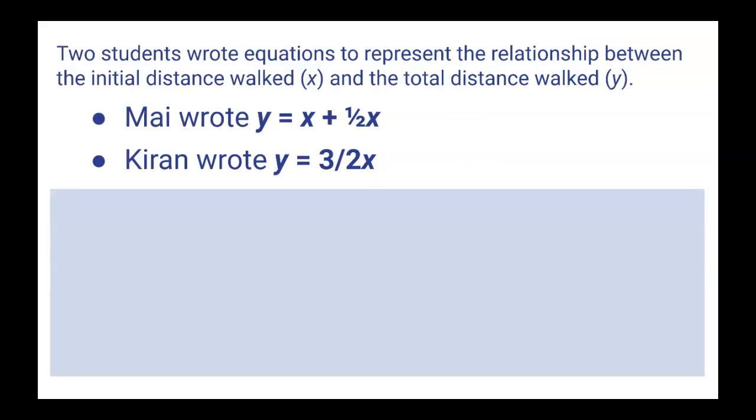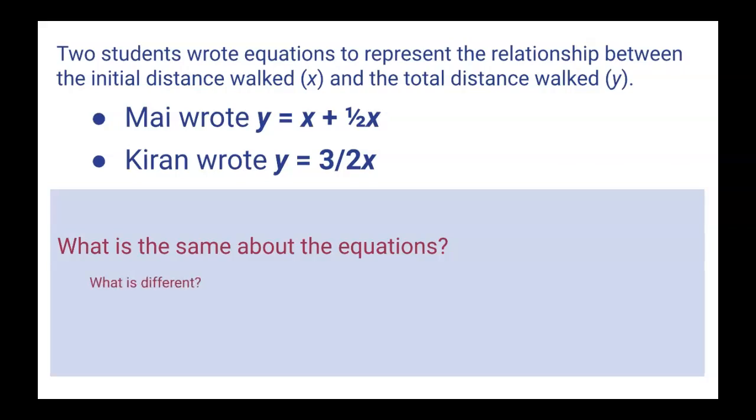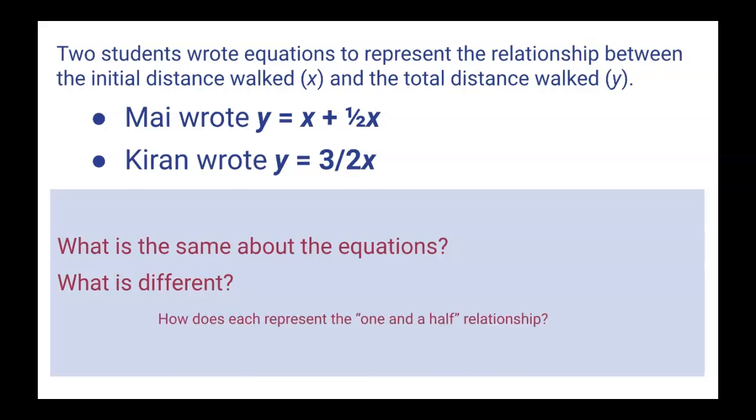So if Mai wrote x plus 1/2 x and Kieran wrote y equals 3/2 x, what's the same about the equations? I hope you can notice they're equivalent. They equal the exact same thing. 3/2 is 1.5, so a full x plus another half x. What's different? They're just written in different formats. The second one's more simplified than the first.